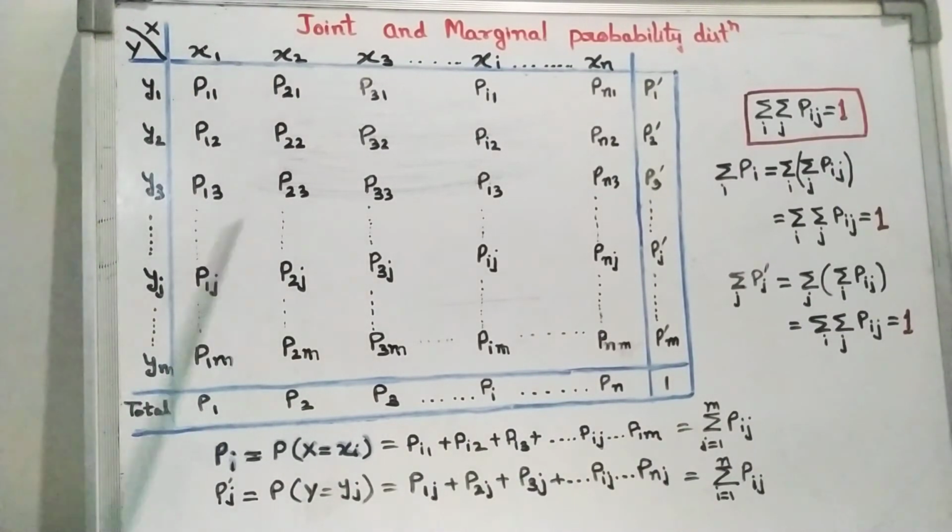So hope it is clear. It is a joint and marginal probability distribution which we needed for the proof of mathematical expectations, okay.